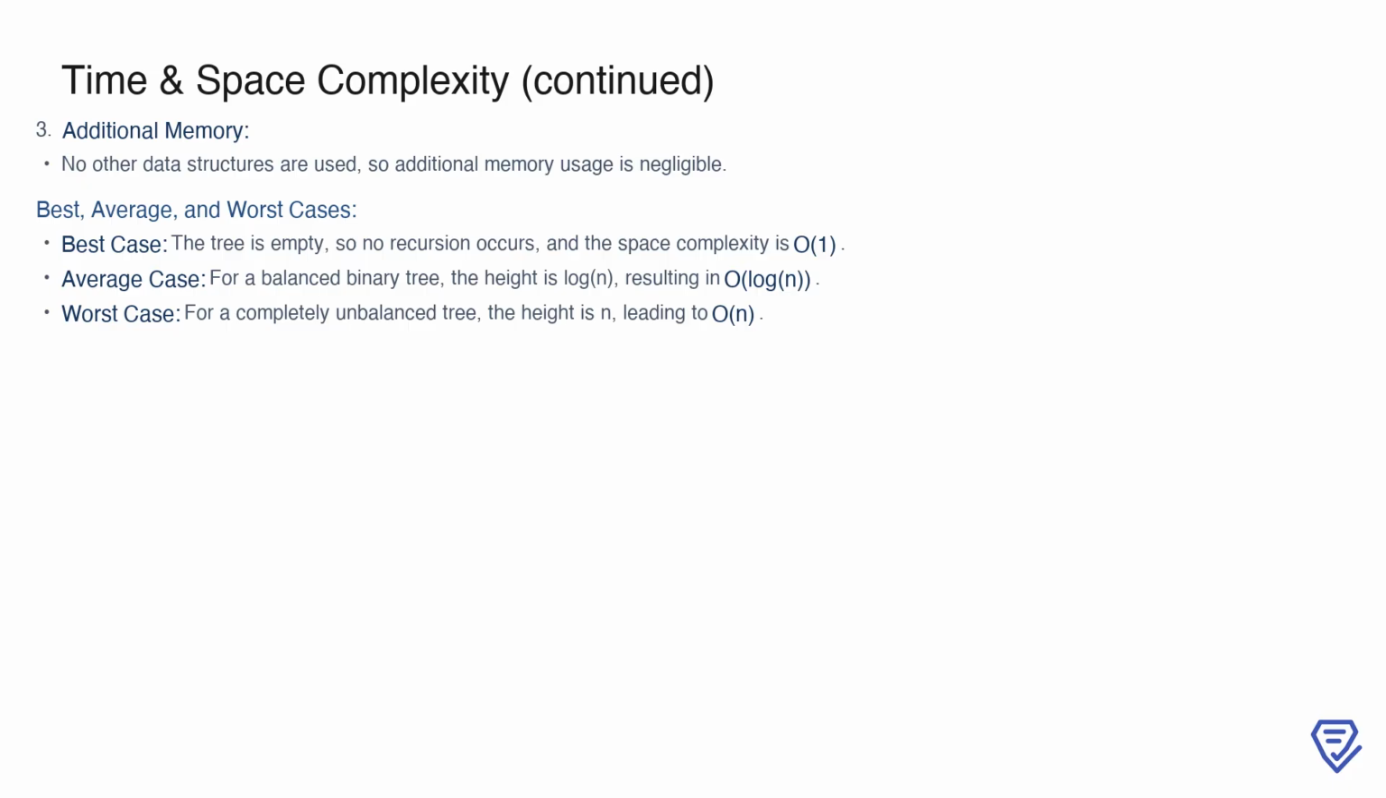Considering the best, average, and worst cases for space complexity, in the best case, if the tree is empty, there is no recursion, and the space complexity is O(1). For the average case, in a balanced binary tree, the height is approximately log n, resulting in O(log n) space complexity. In the worst case, for a completely unbalanced tree, the height is equal to n, leading to O(n) space complexity. This demonstrates that the space complexity is directly tied to the height of the binary tree, which varies depending on its structure.